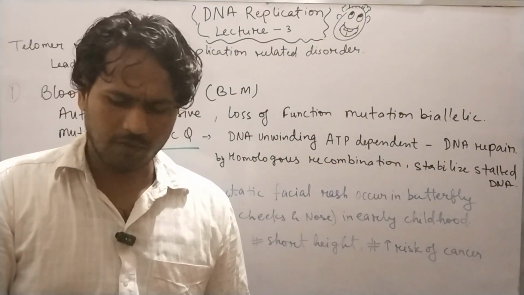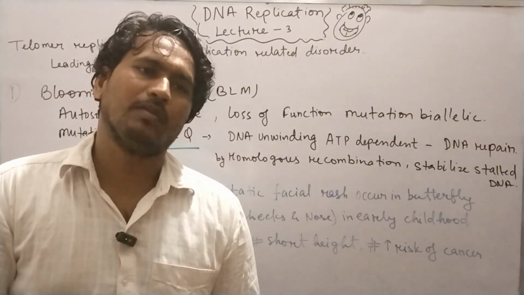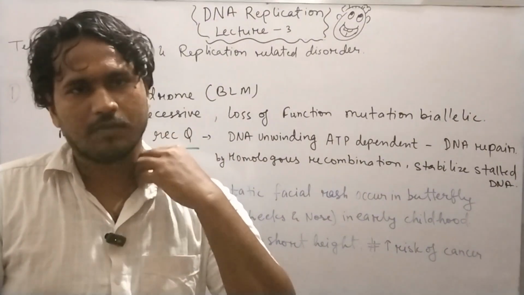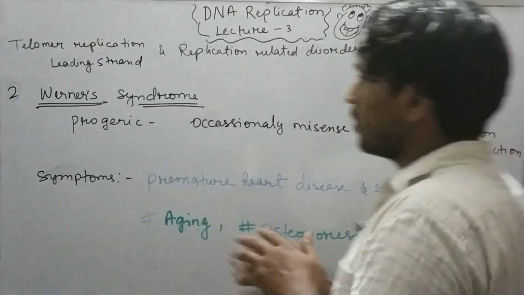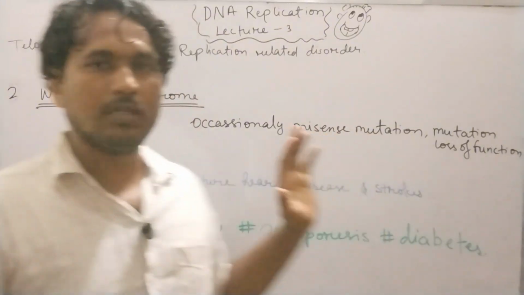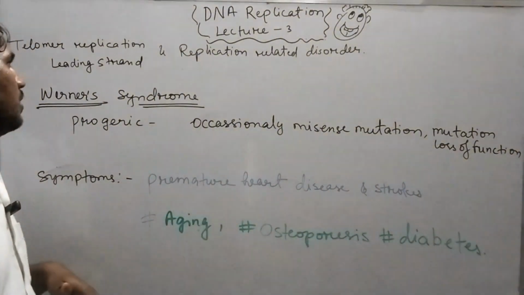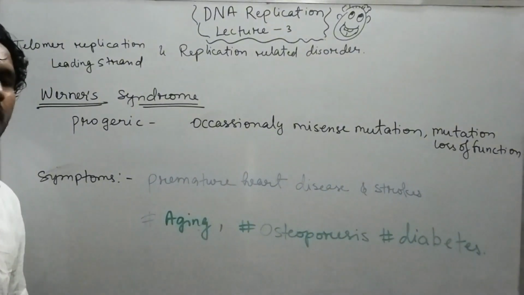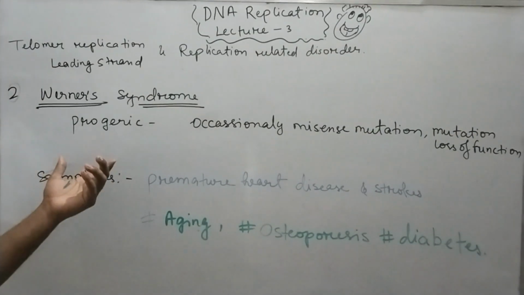Now we will talk about a different one, that is Werner syndrome. In Werner syndrome, I will write it here, then I will describe. So this is another disorder which is related to DNA replication, and it is also the same type of RecQ enzyme disorder. Okay, so in this Werner syndrome, what is there? That is progeroid in nature.